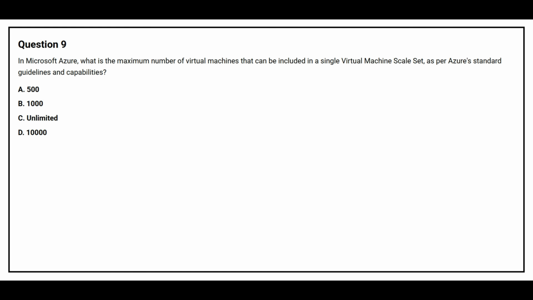Question number 9. In Microsoft Azure, what is the maximum number of virtual machines that can be included in a single virtual machine scale set as per Azure's standard guideline and capabilities? Option A, 500. Option B, 1000. Option C, unlimited. Option D, 10,000. The correct answer is option B, 1000.